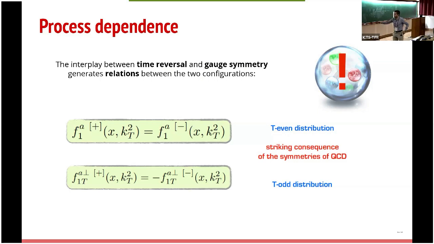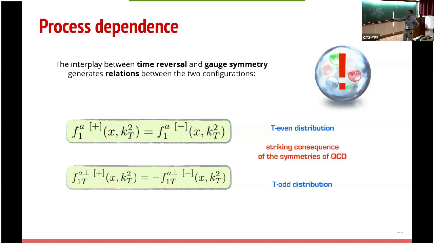So the Sivers TMD distribution in semi-inclusive DIS has to be, according to the symmetries of QCD, the Sivers TMD PDF that you use in Drell-Yan times a minus sign. So this is a striking prediction of the symmetries of QCD. It's something which is crucial. It's a minus sign, but it's very, very important.